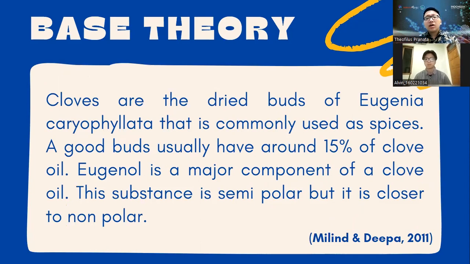Clove are the dried buds of Eugenia caryophyllata that is commonly used as spices. A good buds usually have around 15% of clove oil. And eugenol is a major component of clove oil. This substance is semipolar, but it is closer to nonpolar.